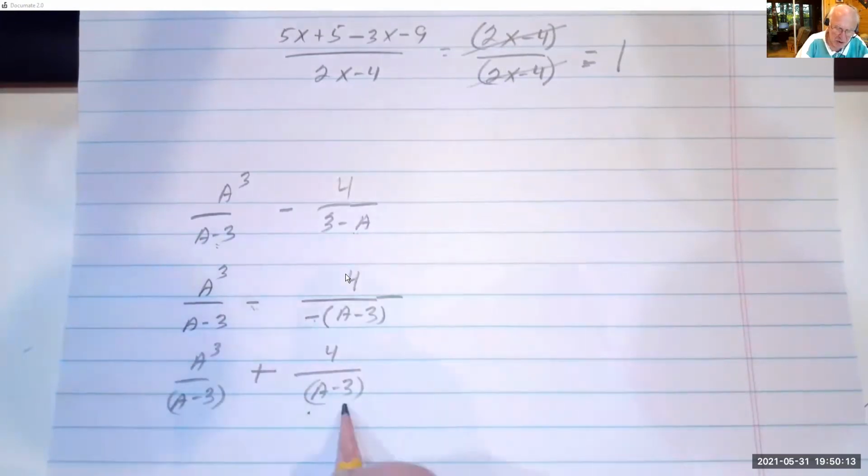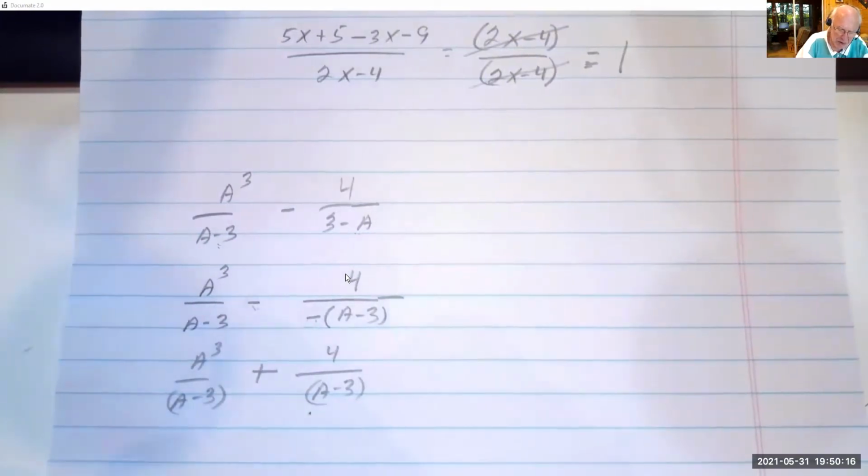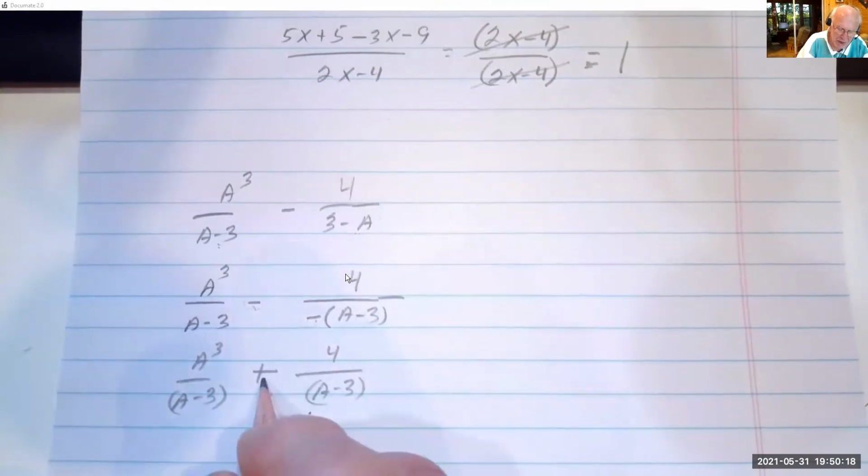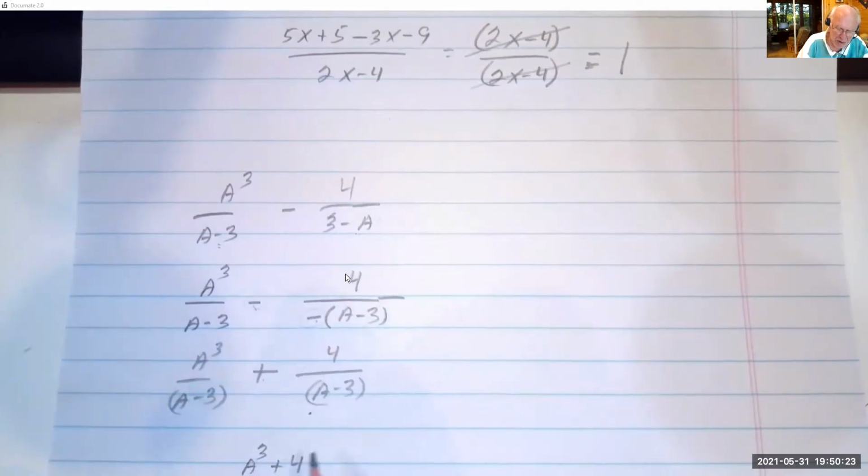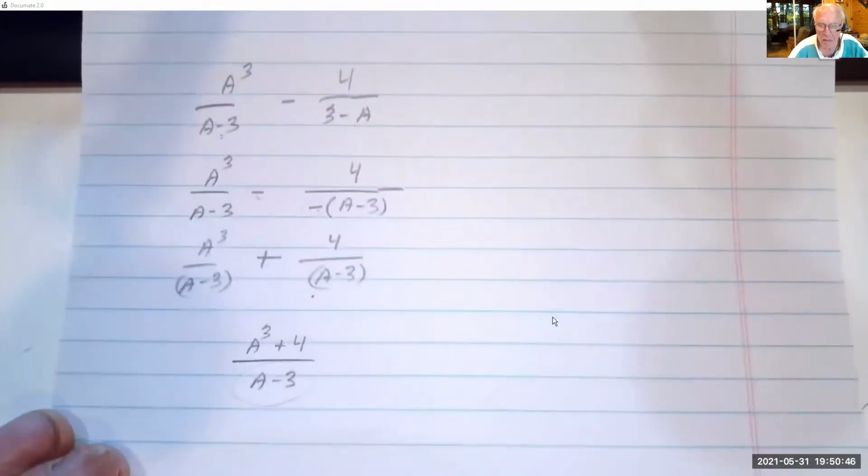And because we have like denominators, I'm going to keep the denominator, a minus 3, and I'm going to add the numerators. I have no way of factoring that numerator, and I'm not allowed to cancel just the a parts or the numerical parts. This is the final answer to the problem. Where would this fraction be undefined? It'd be undefined if this denominator were equal to 0, and the denominator would be equal to 0 if a were equal to 3.